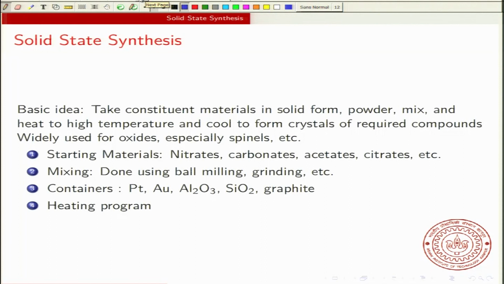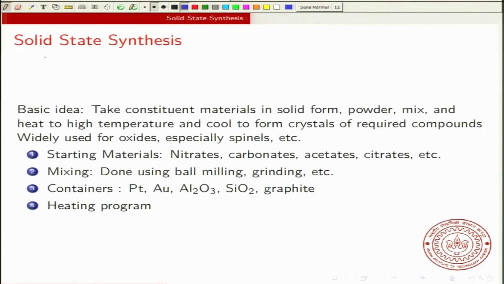So, the basic idea is that you take the constituent materials in a solid form, you powder them, you mix them and heat the whole thing to high temperature. So, they react to form your compound of interest, and then it is cooled to form crystals of the required compounds. This is widely used for oxides, especially spinels. So, what do you do? Let me just depict it pictorially.